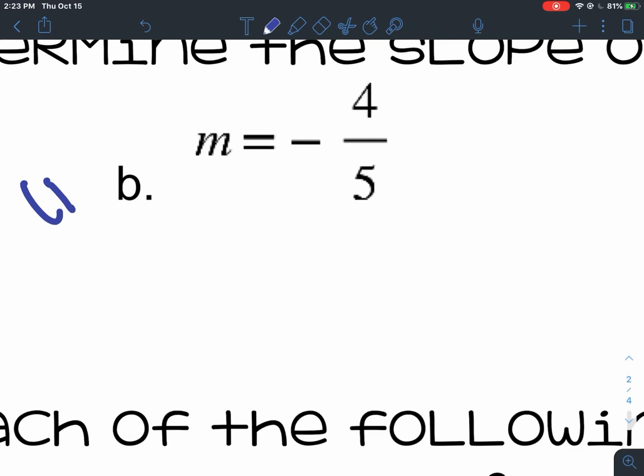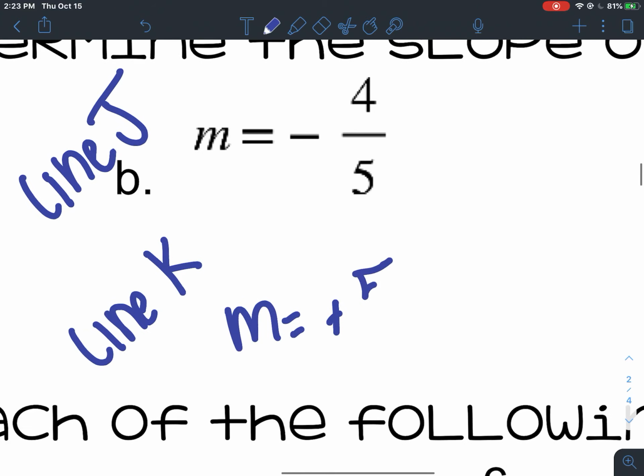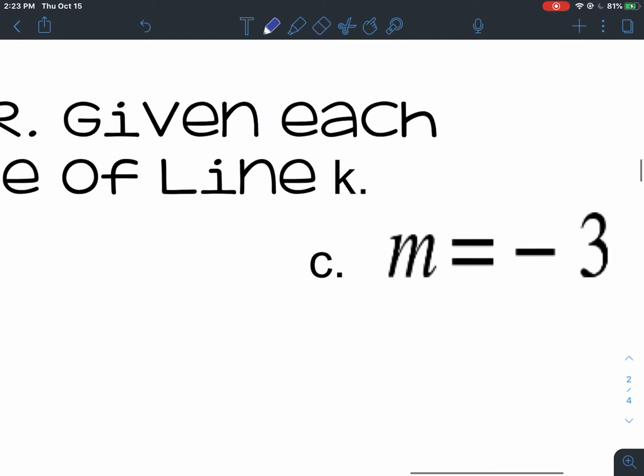Okay, if the slope for line J is -4/5, what will the slope for line K be? Opposite sign. Line J is negative, so line K is going to be positive, and we're going to flip the fraction. So 5 over 4. I don't need to put the positive sign there, but if it makes more sense to you, go for it.